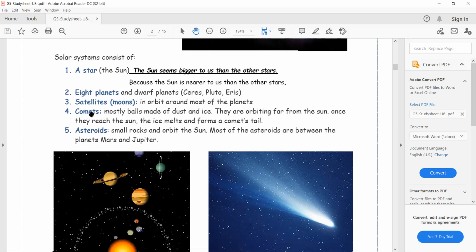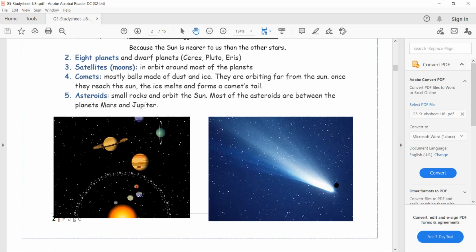Another type of celestial body in our solar system is called comets, mostly balls made of dust and ice. They orbit far from the sun. Once they reach the sun, the ice melts and forms a comet's tail, like this one. This is a comet. When this comet gets closer to the sun, the ice that forms its body melts and forms this tail.